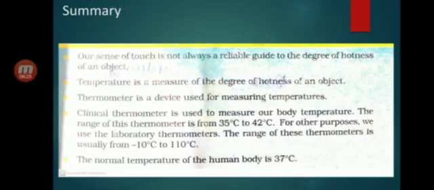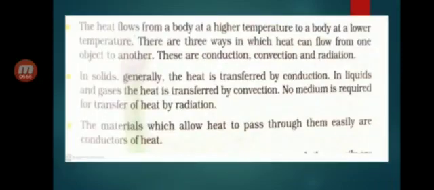The range of this thermometer is from 35 degrees Celsius to 42 degrees Celsius. For other purposes, we use the laboratory thermometers. The range of these thermometers is usually from -10 degrees Celsius to 110 degrees Celsius. The normal temperature of the human body is 37 degrees Celsius. The heat flows from a body at a higher temperature to a body at a lower temperature.